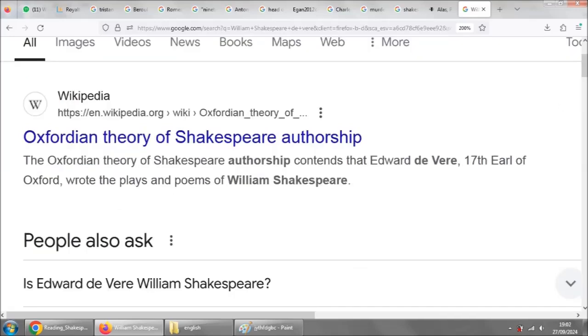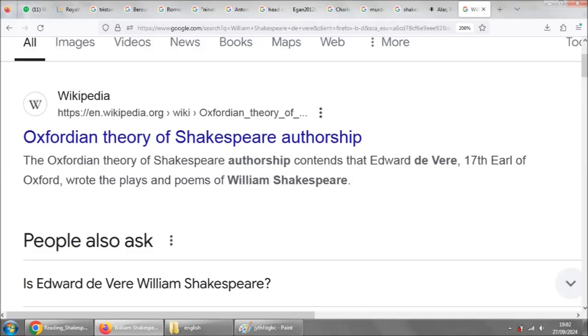And then when we go through it, the Oxfordian theory of Shakespeare's authorship, there are many theories that contend that Edward de Vere, the 17th Earl of Oxford, was actually Shakespeare himself.